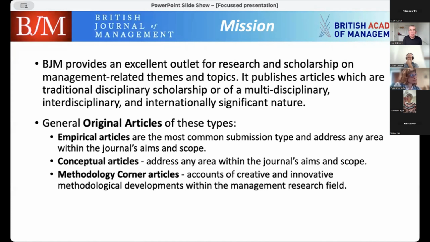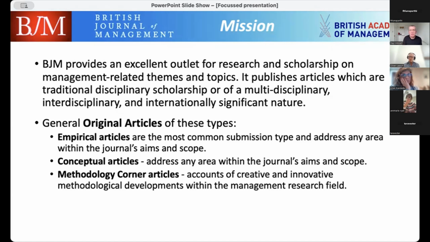Conceptual articles, again, these address any area within the journal's aims and scope, but to distinguish ourselves from our sister journal, which is a reviews journal, conceptual articles in BJM must develop propositions and a model. So that's the kind of conceptual work we're looking for. And also methodology corner articles. These are creative and innovative developments in methodology that can make a difference to the way we conduct our research in practice, but they're founded in your experience of developing that method in perhaps a typical case that you've used it for.